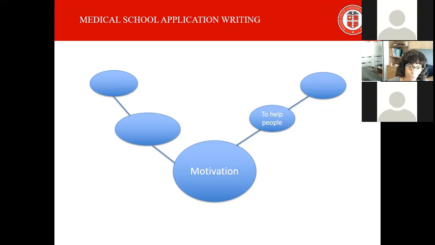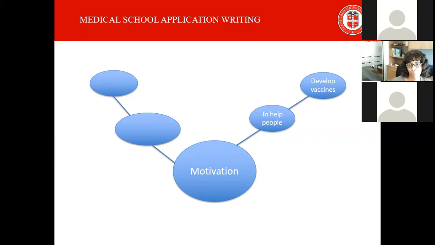So maybe you think, okay, to help people. And remember, you're just kind of getting started in the brainstorming process, so you're likely going to be general as you're getting started. But you don't want to stop at to help people, because that's very broad, right? I mean, you may want to help people, but everyone applying wants to help people, right? So you know that that's too broad. So you want to keep going and see if you can get a little bit more specific.